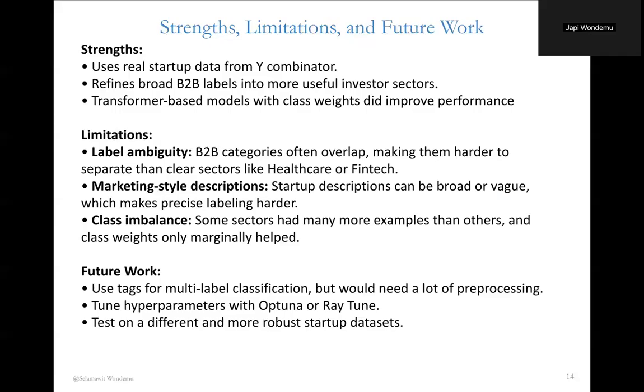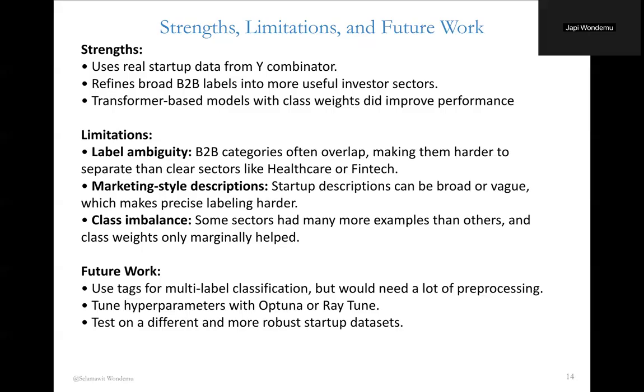The strengths of this project are that we did use real-life data, startup data from Y Combinator. I was able to refine broad B2B labels into more useful investor sectors. And we did see that transformer-based models with class weights did improve performance.